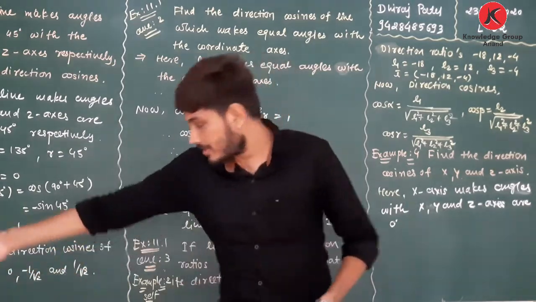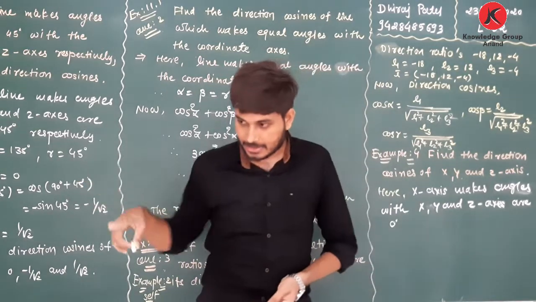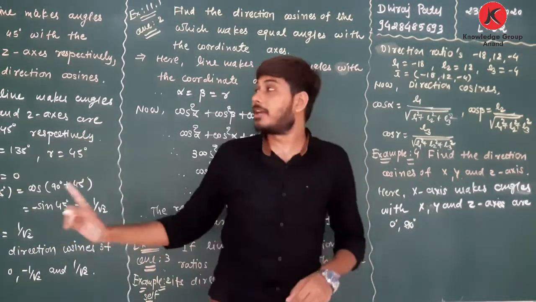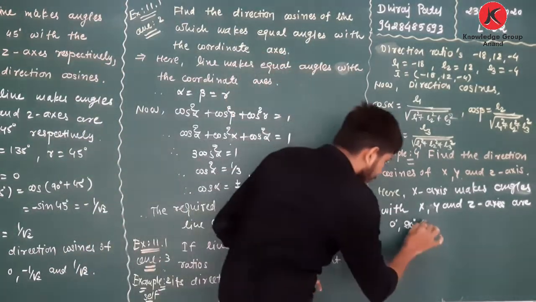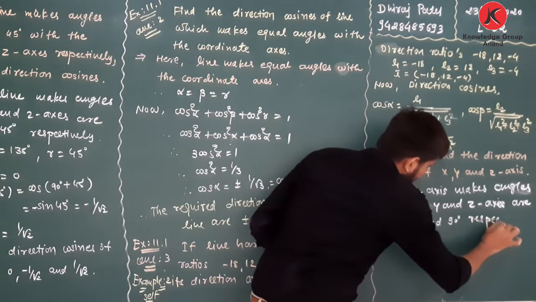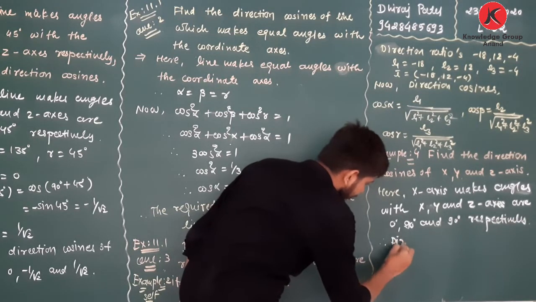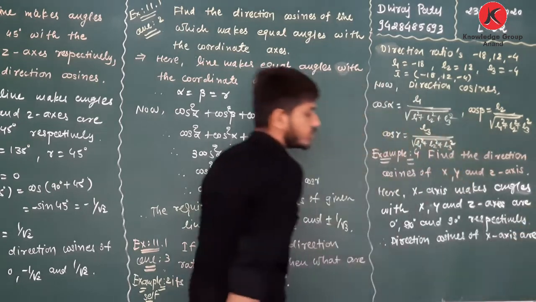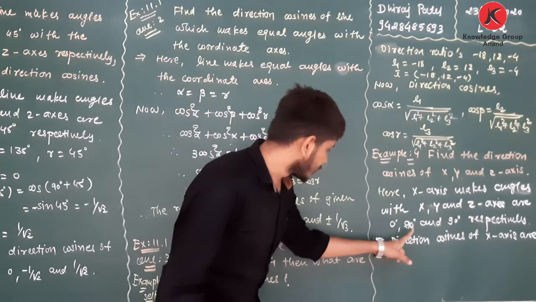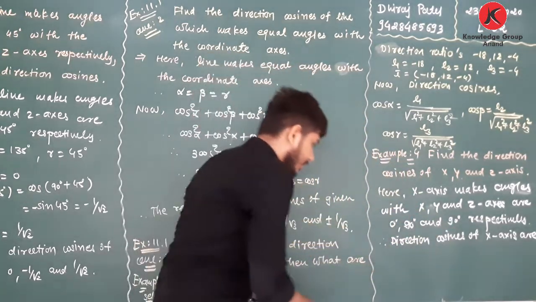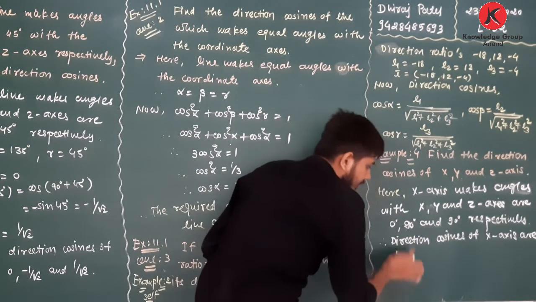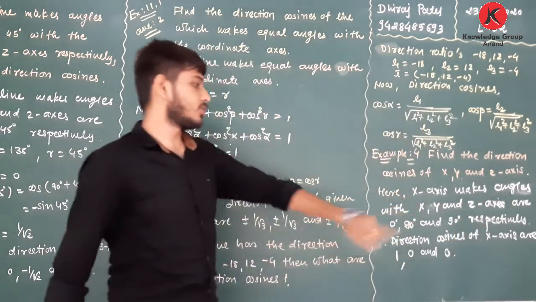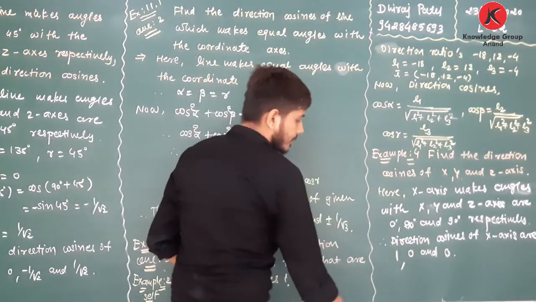0 degree. X axis makes 90 degree with the y axis, and x axis makes 90 degree with the z axis respectively. Therefore, direction cosines of x axis are cos alpha, cos beta and cos gamma. So cos alpha, that means cos 0 is 1, cos 90 is 0 and cos 90 will become 0. So the direction cosines of x axis are 1, 0, 0.